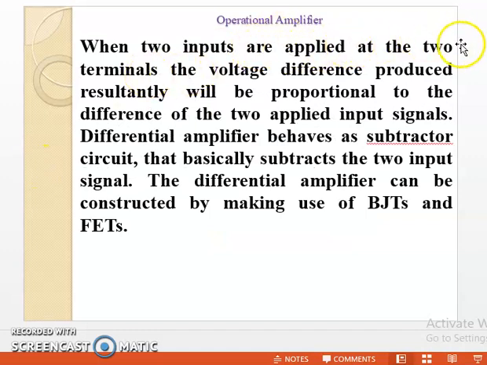When two inputs are applied at the two terminals, the voltage difference produced will be proportional to the difference of the two applied input signals. The differential amplifier behaves as a subtractor circuit that basically subtracts the two input signals. The differential amplifier can be constructed by making use of bipolar junction transistors and field effect transistors. BJTs and FETs are used to construct this differential amplifier as an operational amplifier.